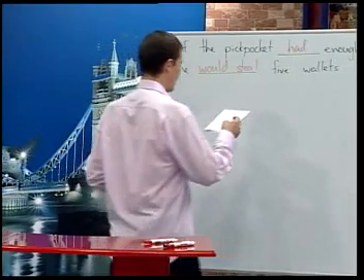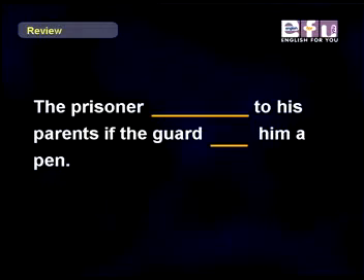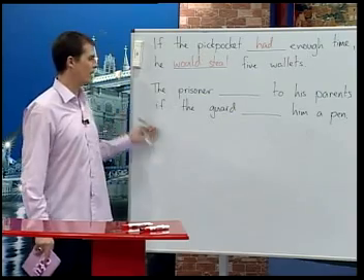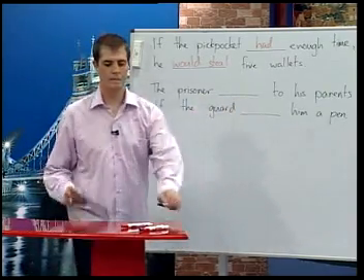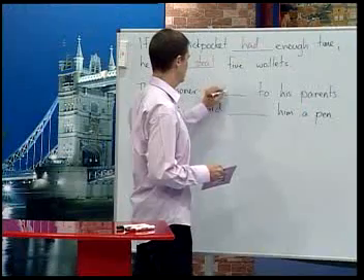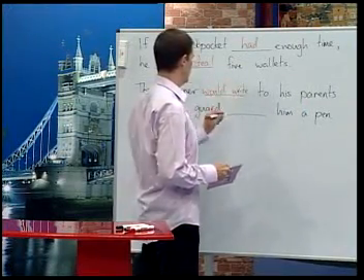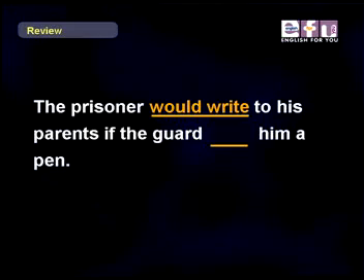Okay. Monica, here's one for you. The prisoner something to his parents if the guard something him a pen. The prisoner would write to his parents if the guard gave him a pen. Good, if the guard gave. The prisoner would write to his parents if the guard gave him a pen.